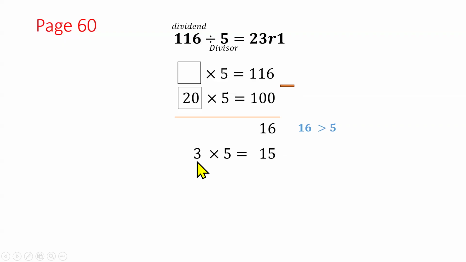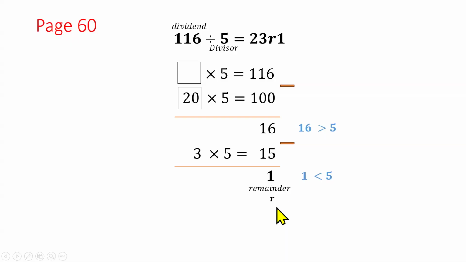So I took 3. You cannot take 5 because 5 times 5 is 25 and 25 is bigger than 16. So I took 3. 3 times 5 is 15. And again, I make this subtraction process, 16 minus 15. This will give you 1. Now 1 is less than the divisor, correct? When it is less than the divisor, then I leave the 1. 1 is the remainder for me now.